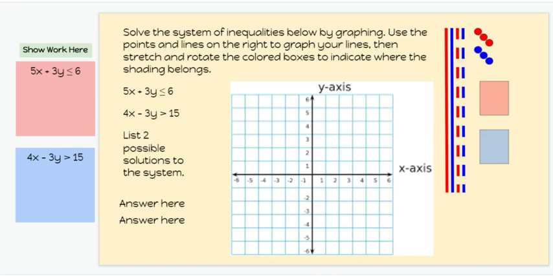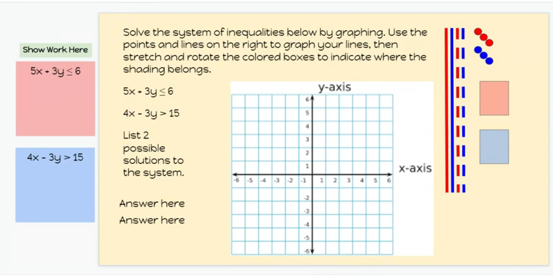Okay, here's our first example of a system of inequalities. That just means that we have more than one. So solve the system of inequalities below by graphing. Use the points and lines on the right to graph your lines. Then stretch and rotate the colored boxes to indicate where your shading belongs.